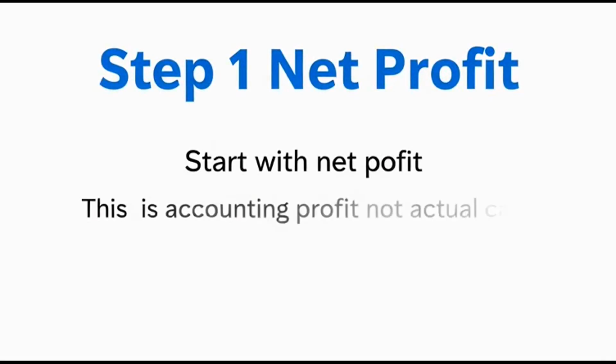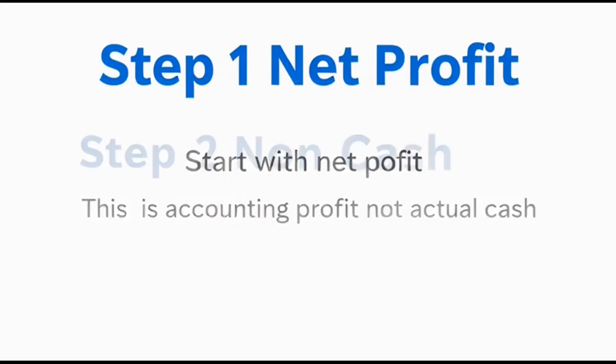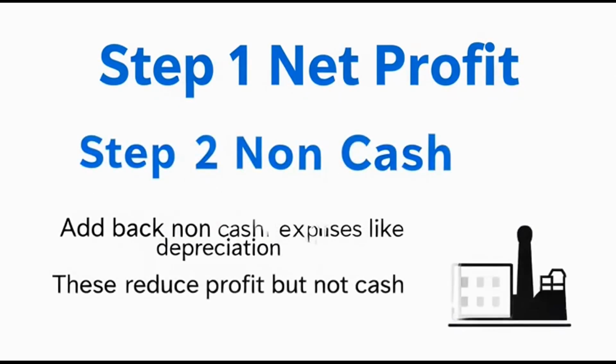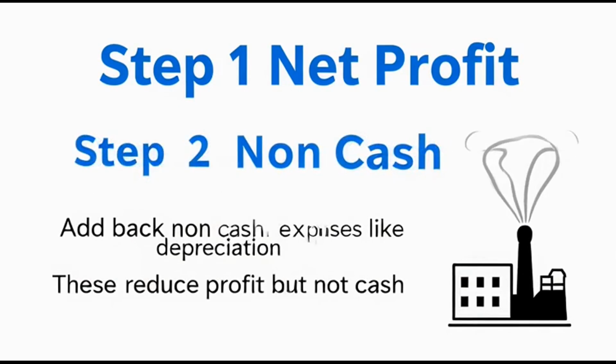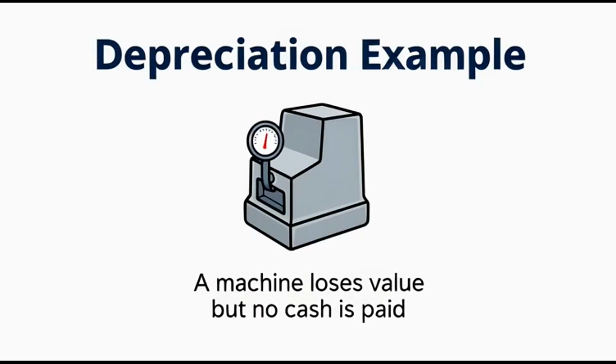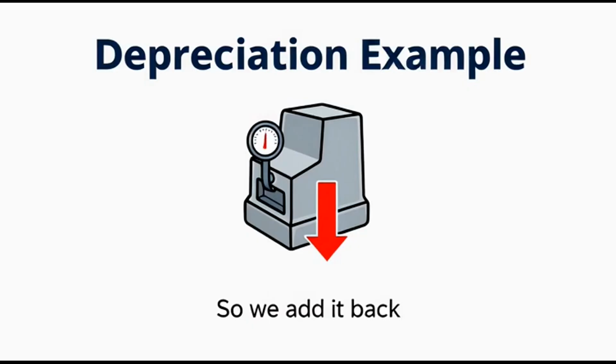Start with net profit. This is accounting profit, not actual cash. Step 2: add back non-cash expenses like depreciation. These reduce profit but not cash. Depreciation example: a machine loses value but no cash is paid, so we add it back.